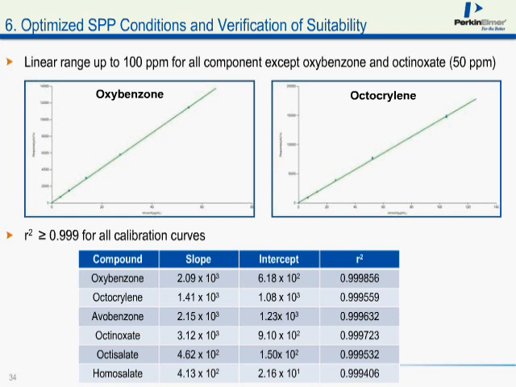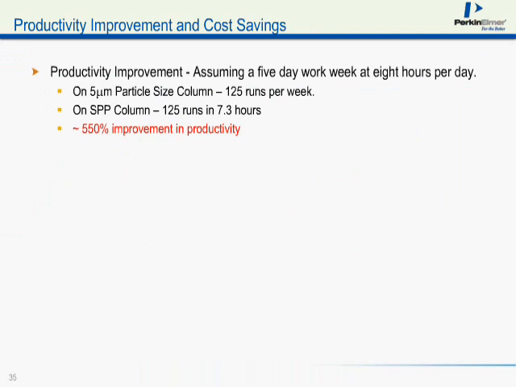And for all components, we were still able to keep the same dynamic range of up to 100 ppm and keep the R values at 0.999 or three nines or better. And so if you assume that this method was run in the lab 5 days a week, 8 hours a day, on that 5 micron particle size column, you could get about 125 samples run or injections per week.